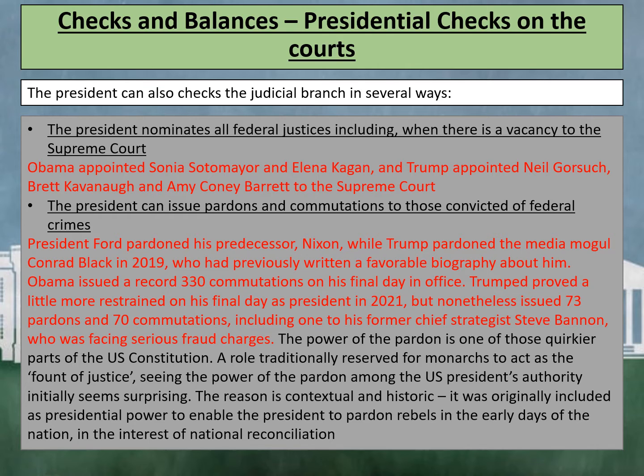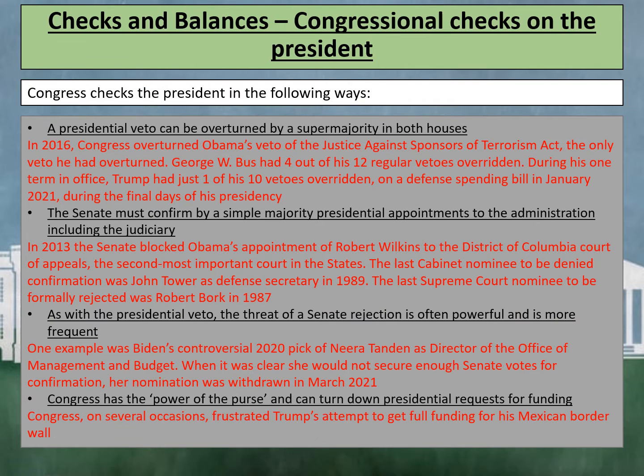The power of the pardon is one of those quirkier parts of the US Constitution, a role traditionally reserved for monarchs to act as the fount of justice. Seeing the power of the pardon among the US president's authority initially seems surprising. The reason is contextual and historic. It was originally included as a presidential power to enable the president to pardon rebels in the early days of the nation, in the interest of national reconciliation.